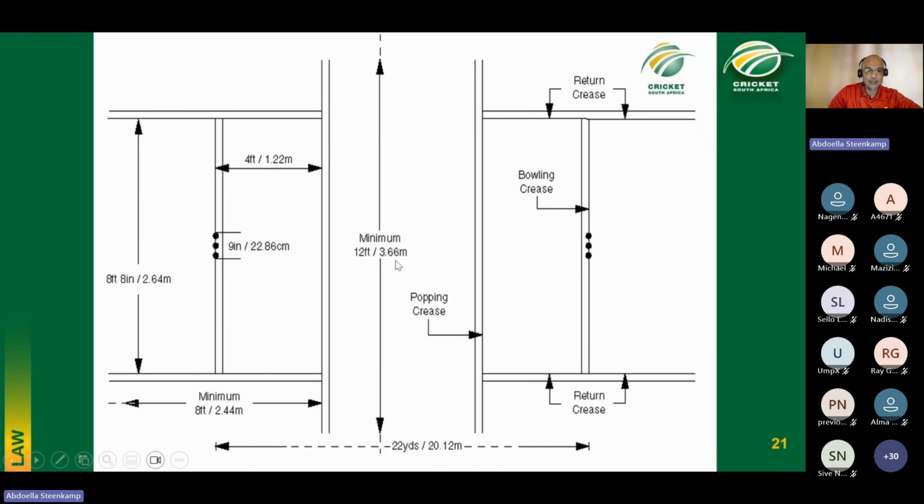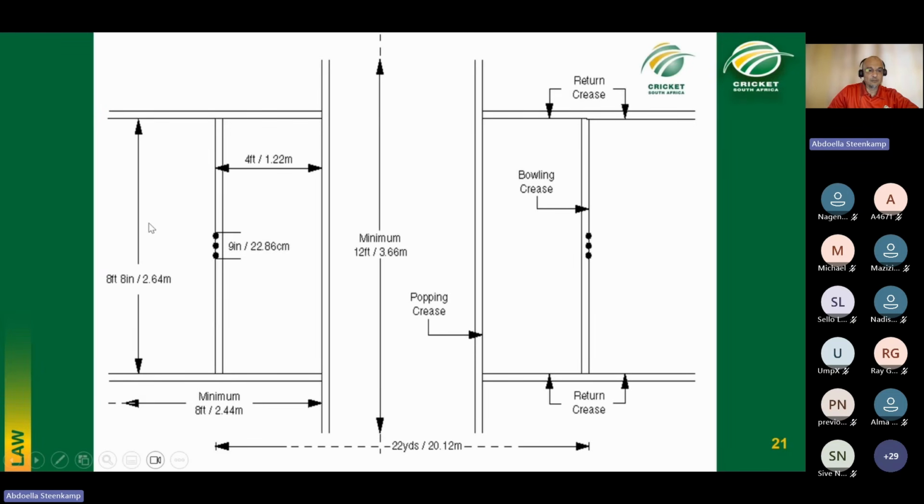So popping crease, minimum length of 3.66 meters. It can be longer, but all the law tells us is please make sure that the popping crease is a minimum length of 3.66 meters. Let's move on to the two return creases. Here also a minimum length of 2.44 meters. They can be longer, but all the law tells us is minimum length of 2.44 meters. So there are two return creases. So this one here, minimum length of 2.44, and the other return crease, minimum length of 2.44 meters.